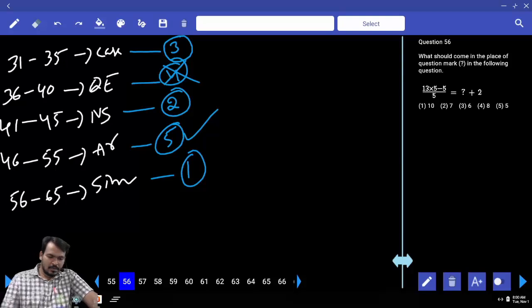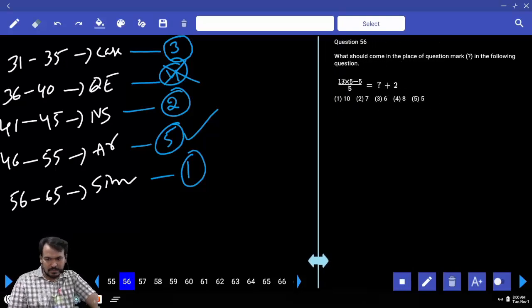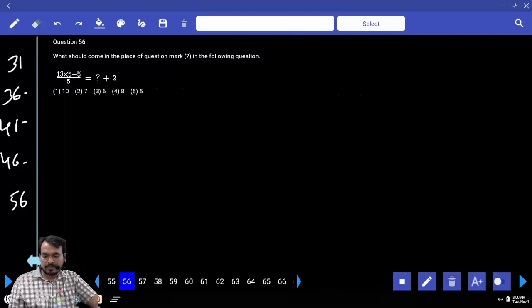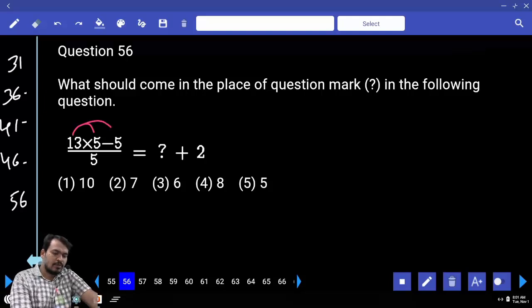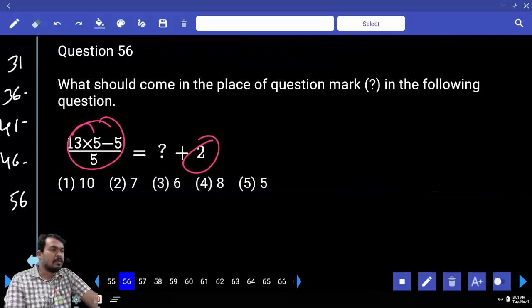Okay. First priority, simplifications. Question number 56. What is the left hand side value? 13 into 5, 65 minus 5, 60 divided by 5, 12. 12 and 2, the difference is 10, or not?